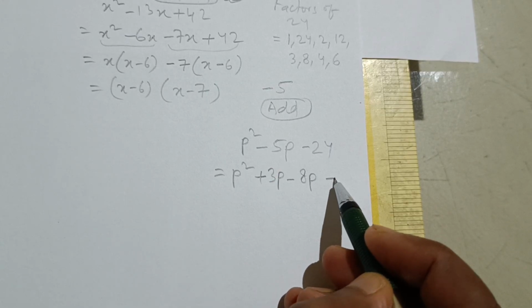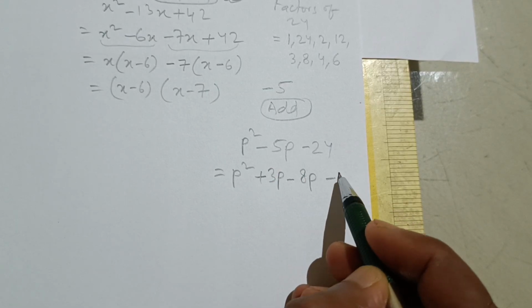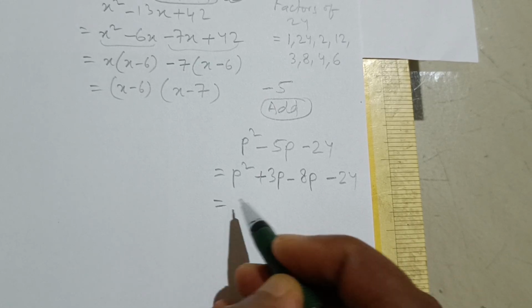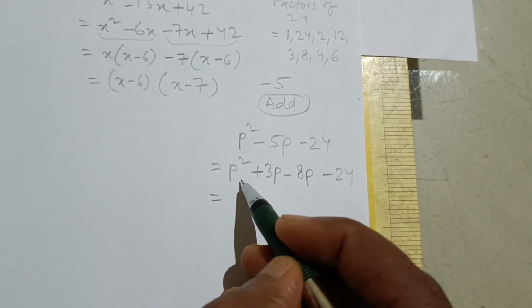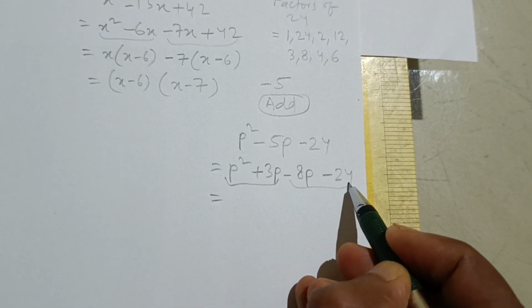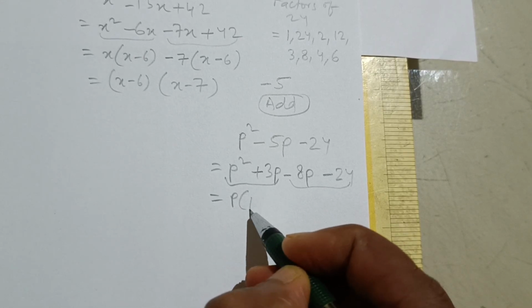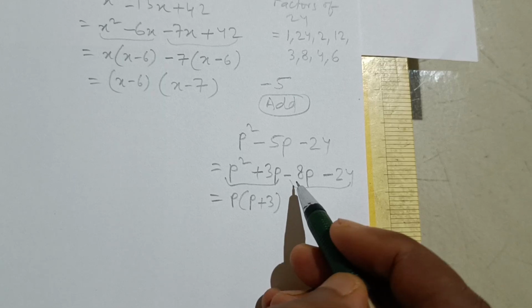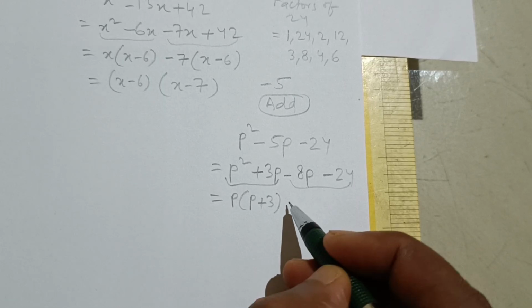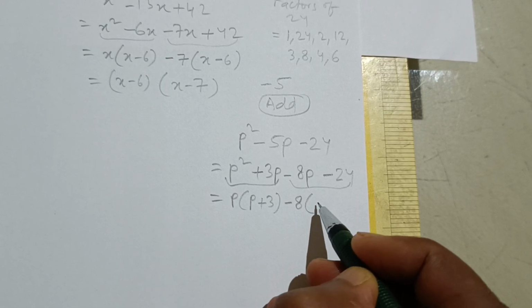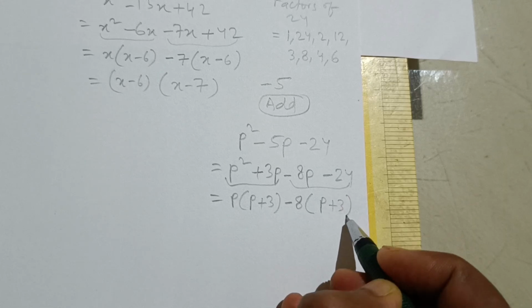And then this third term, it was a constant term which was minus 24. Okay. And now let us factorize it by grouping. So p square plus 3p, if you factorize, you will get p into p plus 3. And minus 8p minus 24, if you factorize, you will get minus 8 into p plus 3.